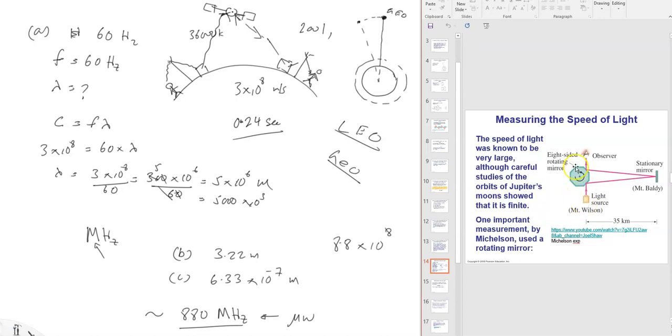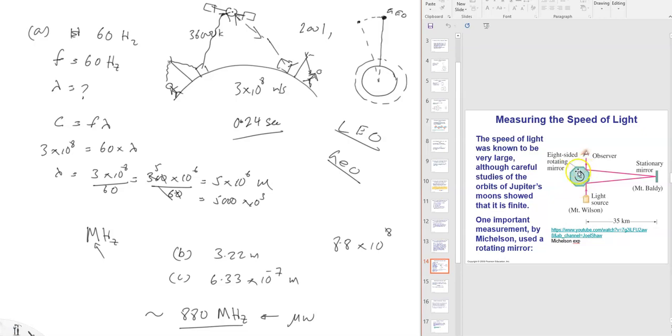He has a light source. He has a rotating mirror, an 8-sided mirror kind of thing. So the light comes in, reflects, and the second mirror, a stationary mirror, is 35 kilometers away. So you have to have these large distances to get some accurate answer. Mount Wilson, so these two places were on top of two mountains. On clear days, you will be able to see the other mirror. So light reflects from that, so it's a 70 kilometer path, and then comes to the observer, and then he's rotating this.